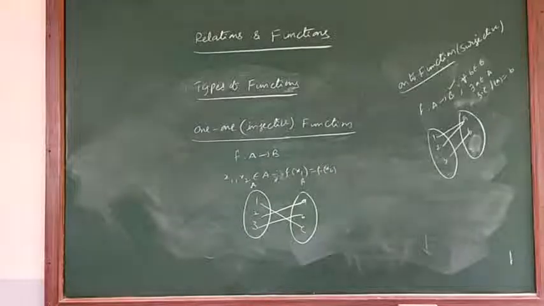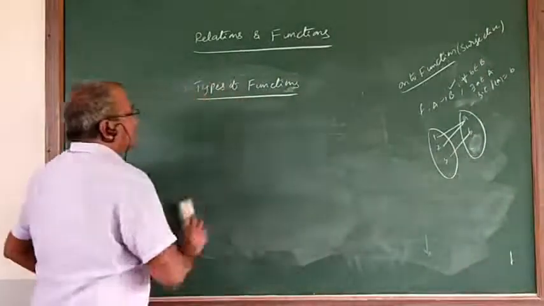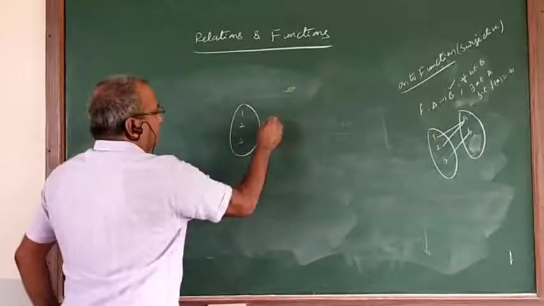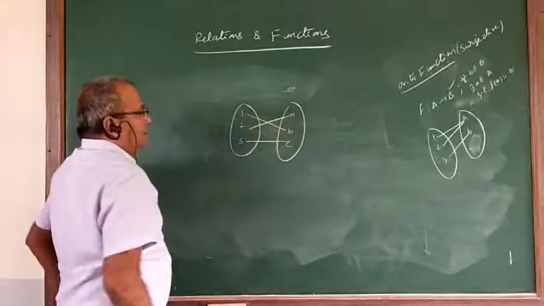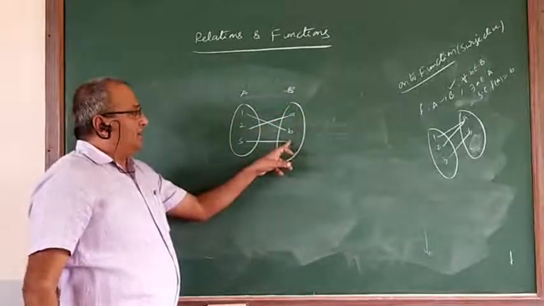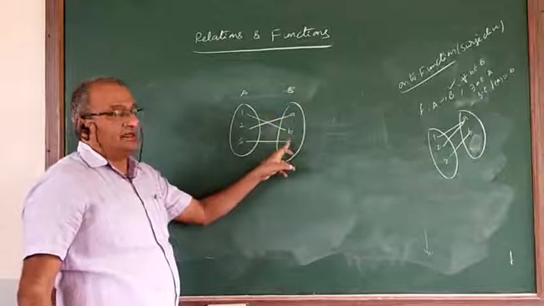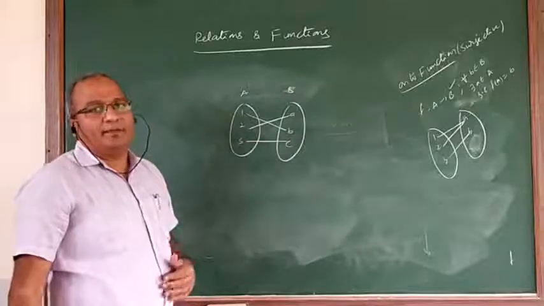If a function is both injective and surjective, then it is called bijective. For example, with 1, 2, 3 in A and A, B, C in B, from A to B here every element of B has at least one pre-image in A and different elements of A have different images in B. Therefore, it is both surjective and injective, hence it is called bijective.